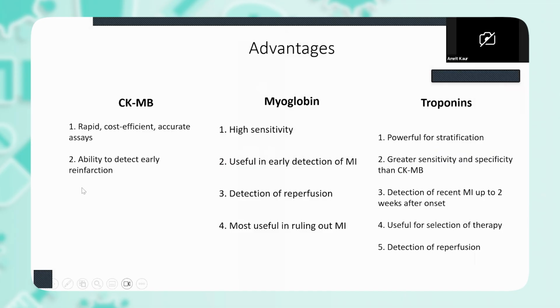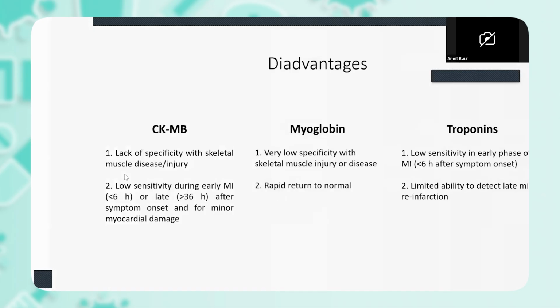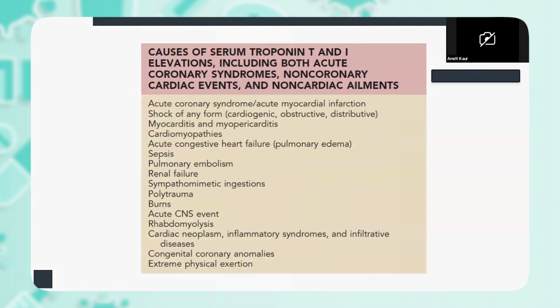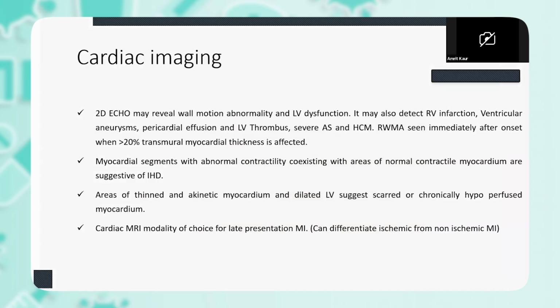CKMB, their most important advantage is that they help you diagnose early reinfarction. We know the disadvantages: the troponins take at least 4 to 6 hours. So do not believe the first value you get, always send the second level. And as per your guidelines, send it at 3 hours and 6 hours. The CKMB drawback we know: it can be increased in conditions where you have injury and skeletal muscle disease. We have seen this slide.